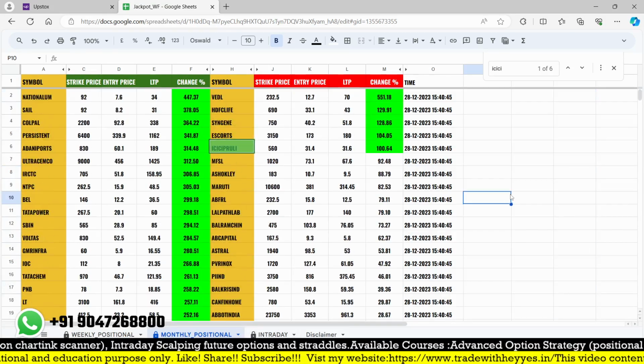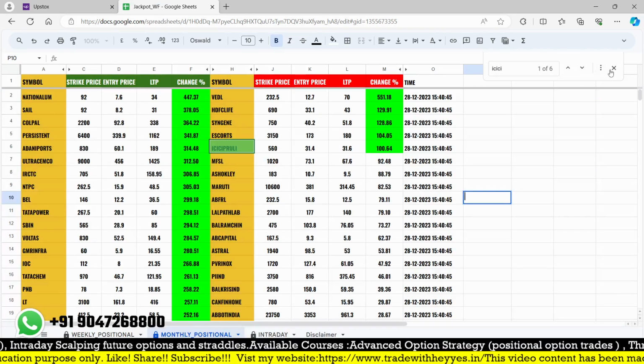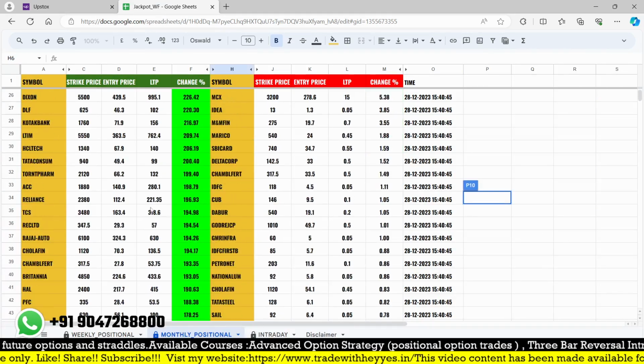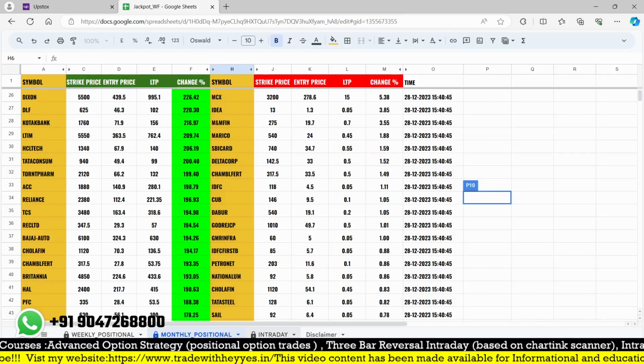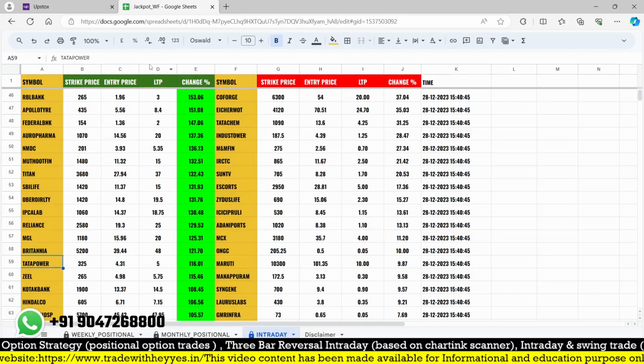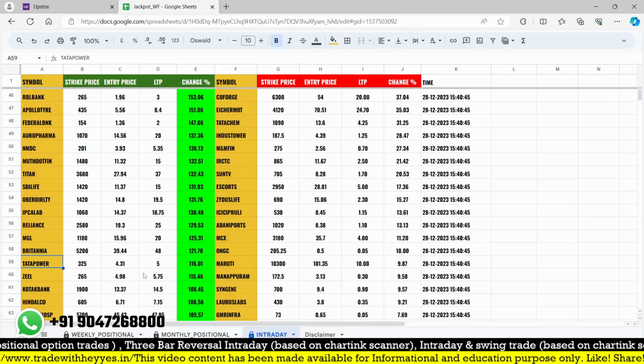So as of now, tomorrow it's only one day which we are using for intraday purpose only. Okay, so I hope you understood how to use the weekly, how to use the monthly positional, and how to use the intraday, how it works based on the Camarilla R4. So we can filter out.